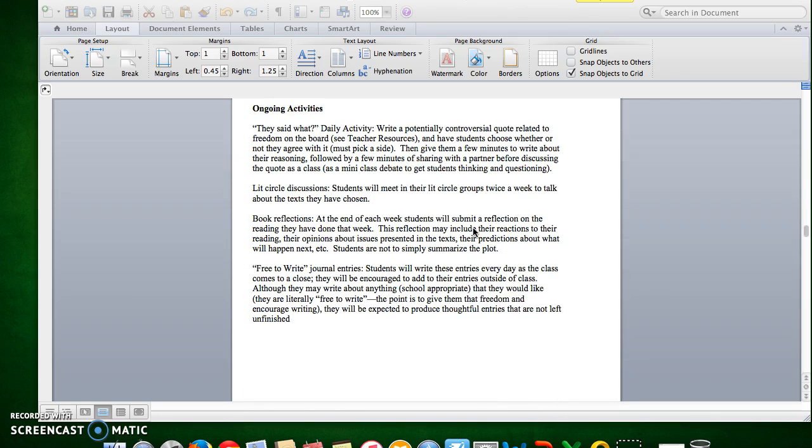So some ongoing activities will be going on throughout the unit, happening on a daily basis over the 3 weeks. One activity is called the They Said What activity. What I'm going to do is write a potentially controversial quote related to freedom on the board and have students choose whether or not they agree with it. They must pick a side. Then I'll give them a few minutes to write about their reasoning, followed by a few minutes of sharing with a partner before discussing as a class. And this may lead to some class debates, hopefully some good debates.